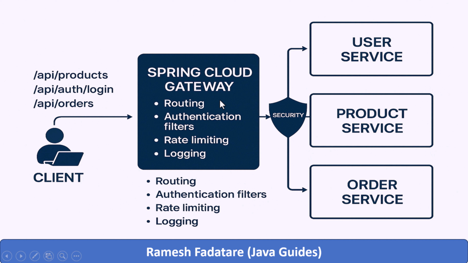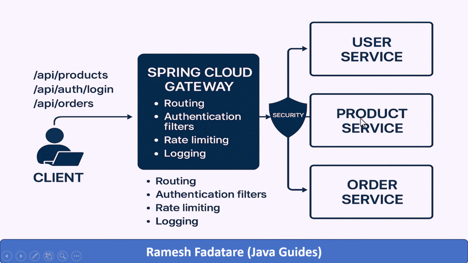With Spring Cloud Gateway in place, everything changes. Now all front-end requests go through a single endpoint. That's the only address your client ever needs to know. Let's say a customer wants to browse products. The front end sends a GET request to /API/products. Spring Cloud Gateway receives that request, checks its routing rules, and forwards it to the product service.